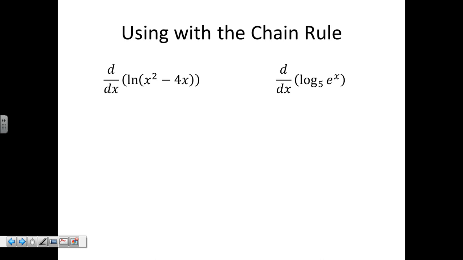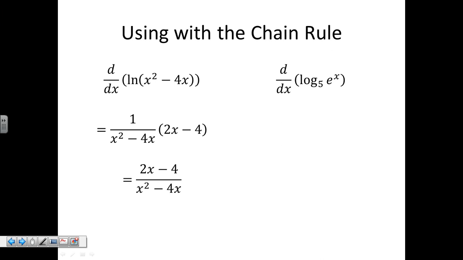But I still start with my rule, 1 over, in this case, x squared minus 4x. 1 over the stuff that the natural log is operating on. And then the chain rule says multiply by the derivative of the inside. So the derivative of x squared minus 4x is 2x minus 4. Then I would just have a little bit of algebra to try to neaten this up. I'd put the 2x minus 4 on top, put the x squared minus 4x on the bottom.